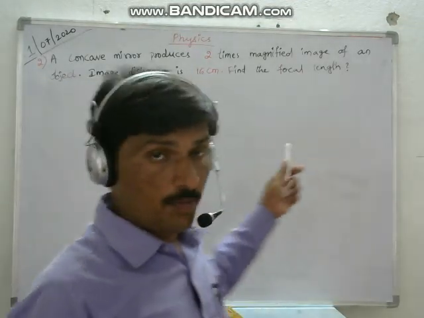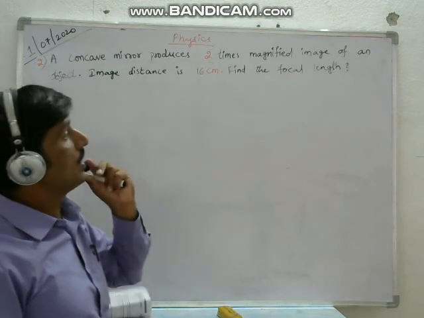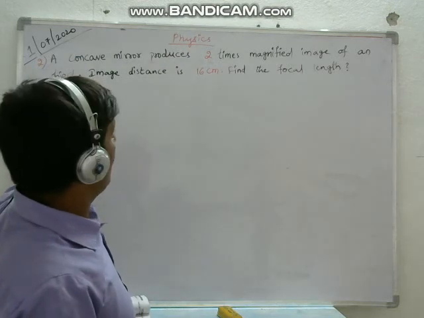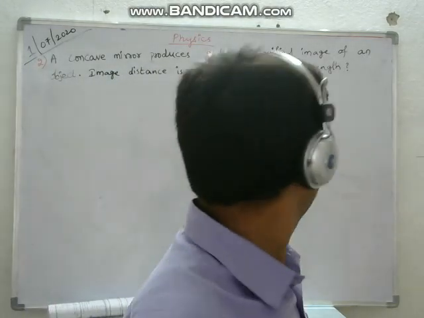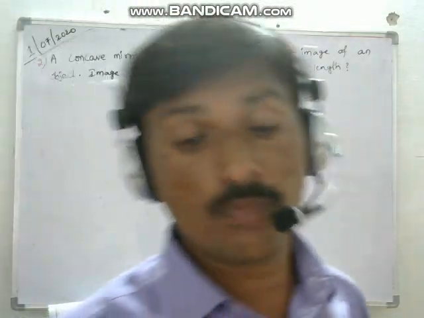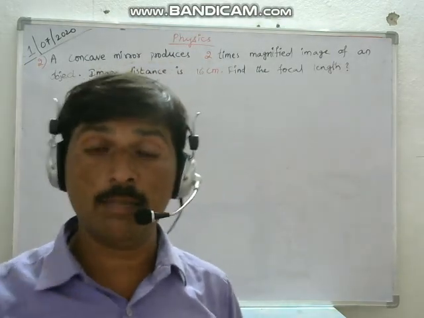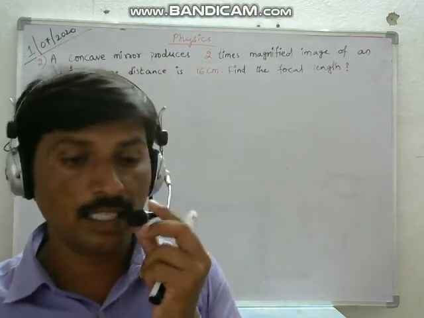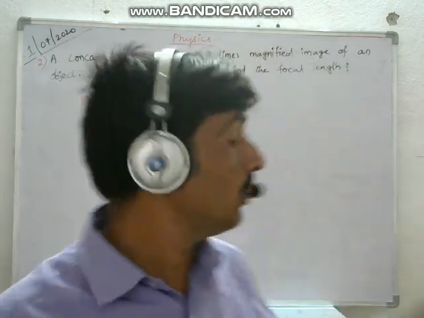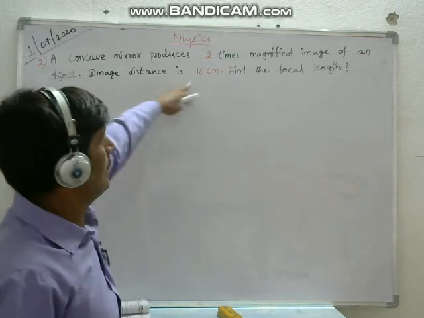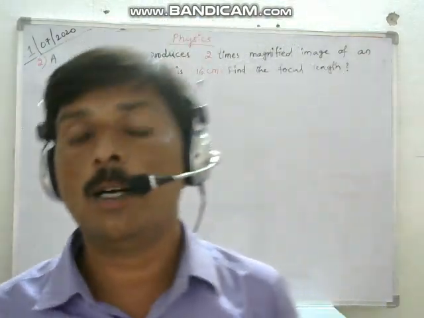Okay, in this problem, a concave mirror produces a 2 times magnified image of an object and the image distance is 16 centimeter. Find the focal length. See here, in this question, the given magnification is 2 times and the image distance is given, and we need to find the focal length. For that, first we have to know the object distance. Image distance they gave, but they didn't give the object distance. So we need to find the object distance.